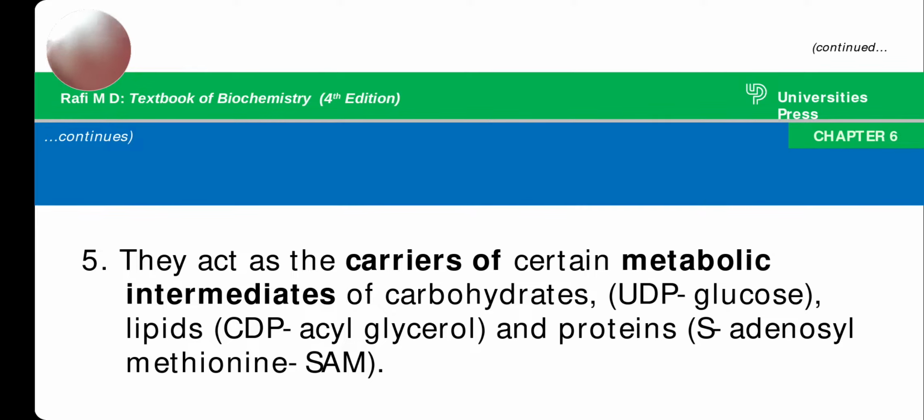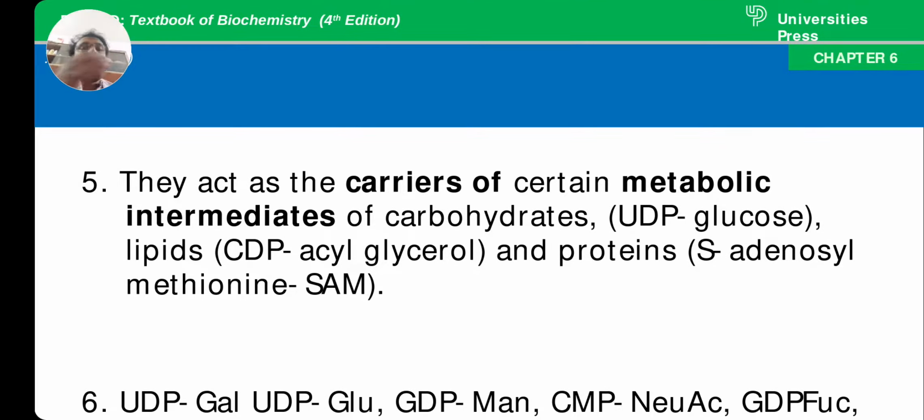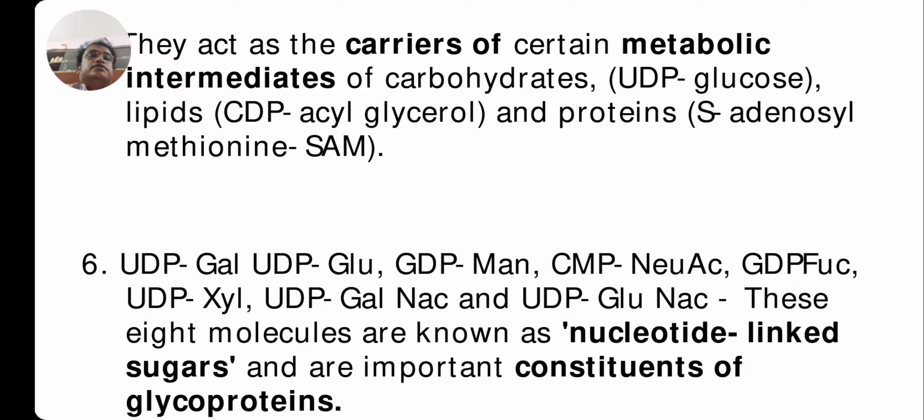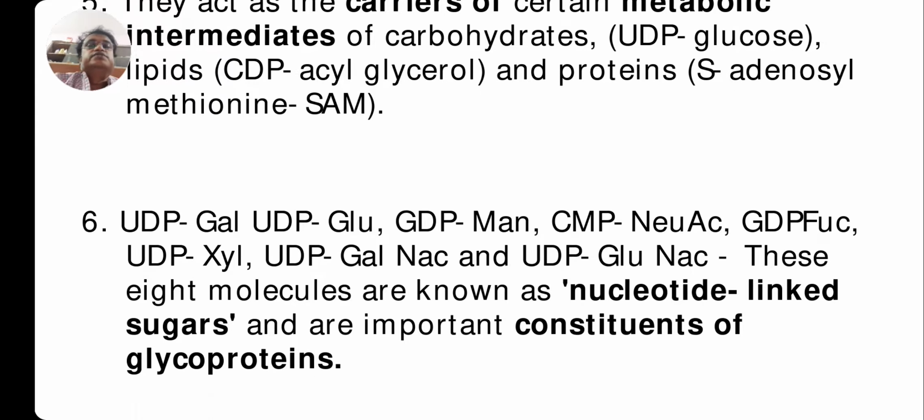They act as carriers of certain metabolic intermediates of carbohydrates, UDP glucose, lipids, CDP acylglycerol, and protein as S-adenosyl methionine. Examples are UDP galactose, UDP glucose, GDP mannose, GDP fucose, UDP xylose, UDP-NAC and so on. These molecules are known as nucleotide linked sugars, important constituents of glycoproteins.